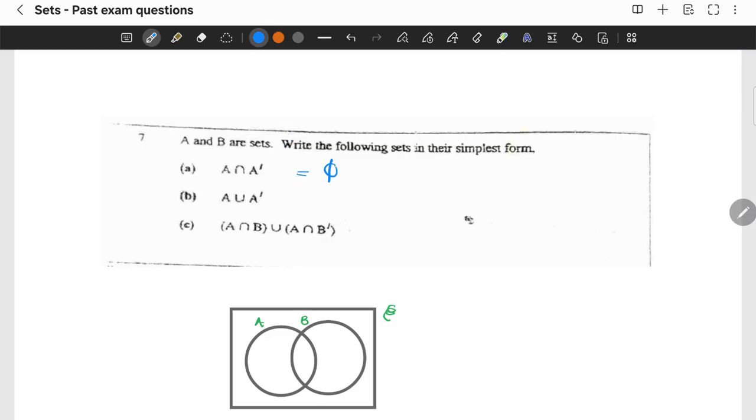All right. A union A complement, A union what's in A complement, that's just going to be everything in the universal set. And then A intersection B union A intersection B complement. So B complement, if I was to shade that in purple, would be everything outside of B.